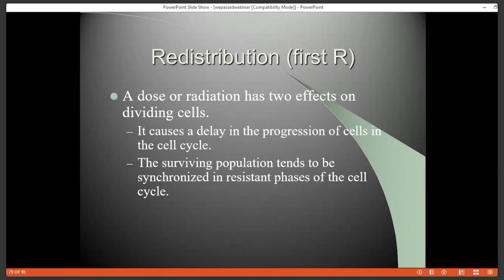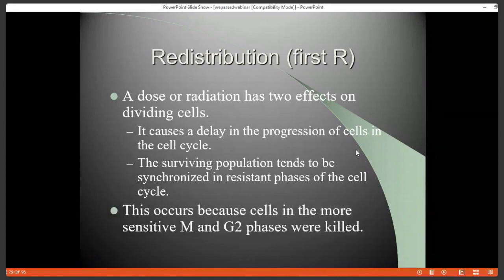The surviving population tends to be synchronized in resistant phases of the cell cycle. So the patient gets treated today, and those cells that are in M and dividing, which is the most sensitive phase of the cell cycle, tend to be killed by today's dose of radiation. Of course, tumor cells are rapidly dividing, and many of them are in M phase. But the surviving population of cells after today's dose tends to be in the more resistant phases of the cell cycle, and the cells are no longer progressing into M. The most resistant phase is the S phase. This occurs because cells in the more sensitive M and G2 phases were killed during today's dose of radiation.